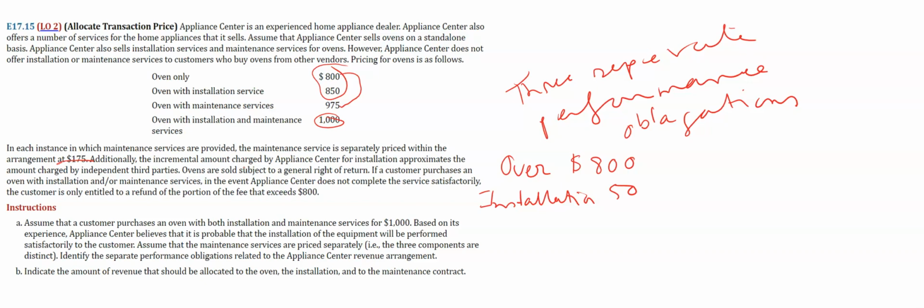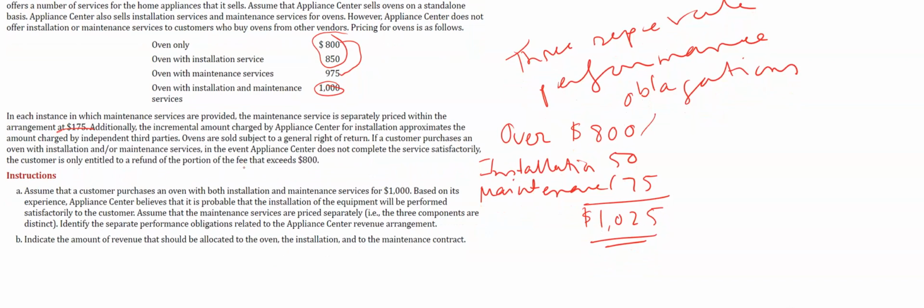It's $175. So the maintenance cost here is $175. If you add these three standalone prices, you will see that the total is $1,025. Now we will see the proportion for each item. Oven $800, divided by 1,025. Installation $50, divided by 1,025. Maintenance $175, divided by 1,025.